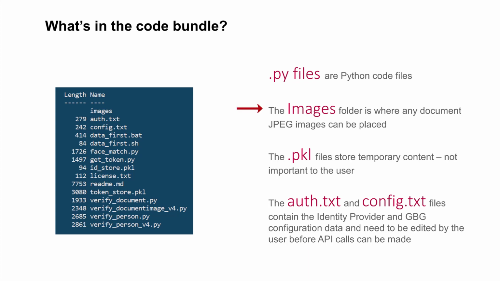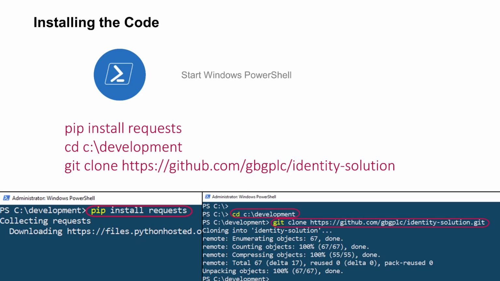Place any document photos for verification in the images folder and type the names of those files into that config file too. To install the code bundle, go to your shell, such as Windows PowerShell, and type pip install requests, and then create a folder and use the git clone command to download it all.